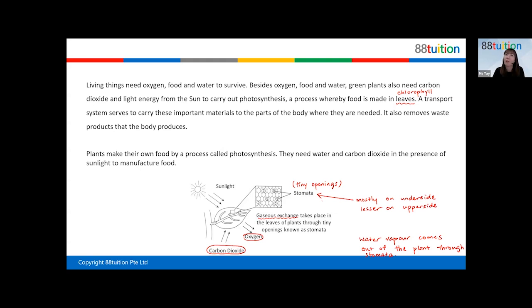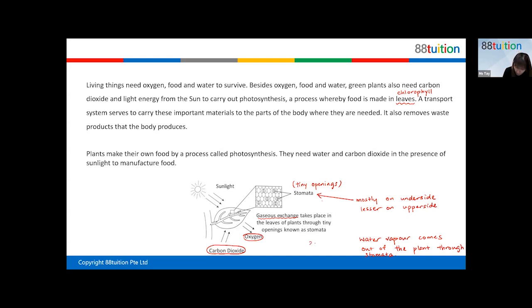You are so interesting. I must correct you, water will not go through or go into the stomata, no. This one is a misconception, but I like how imaginative you are. Okay, good. So water vapor comes out of the plant through the stomata.